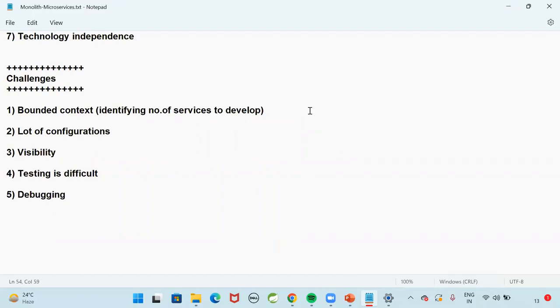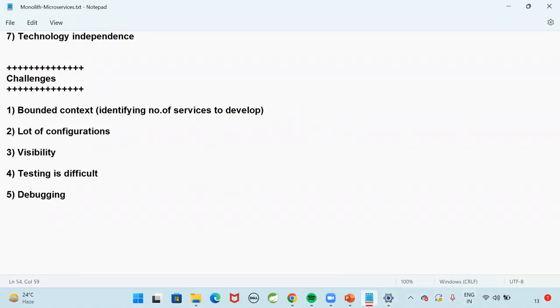Next one, testing is difficult because several services will be available. So testing all the services' functionality and integration testing will become a difficult part. And debugging, if there is communication from one service to another service, then debugging the code will become a little challenging when you go for microservices architecture.